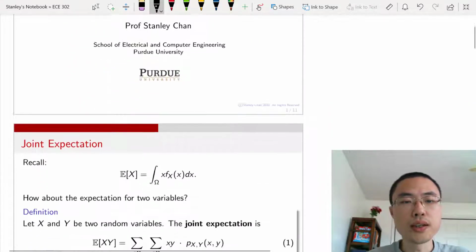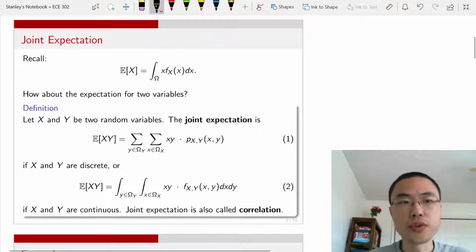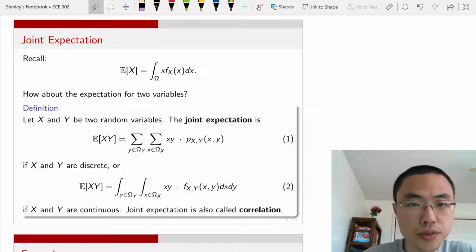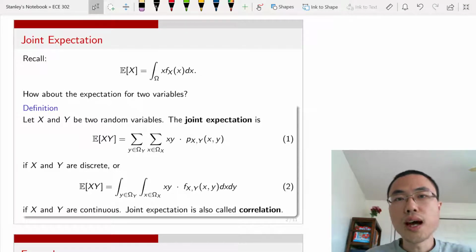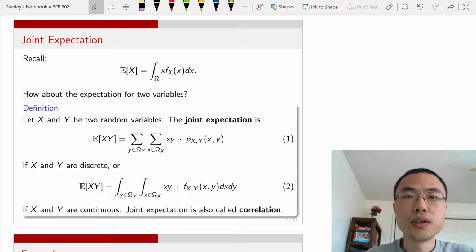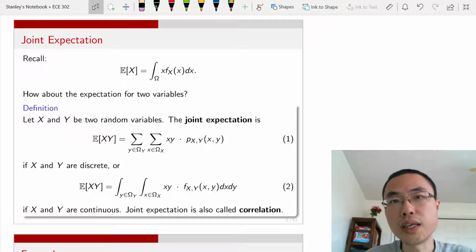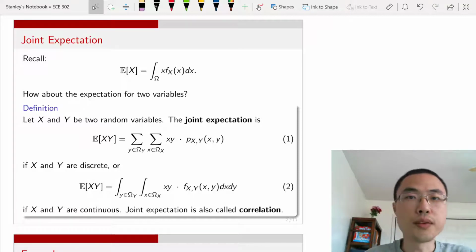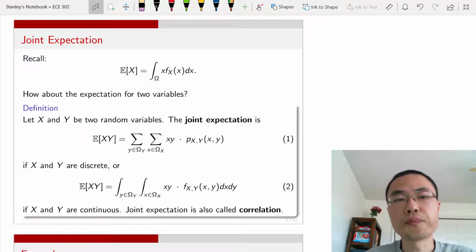Today we're going to look at a second topic in chapter 5, which is the topic on joint expectation. In the last lecture, we learned about the joint distribution. We learned about the PDF, the PMF, and also the CDF in the case of two random variables. Today, we want to learn about how to take expectations of a pair of random variables.